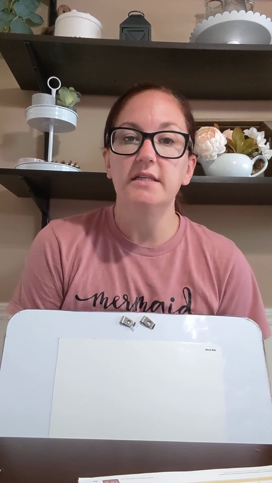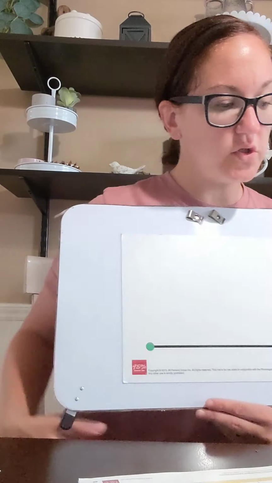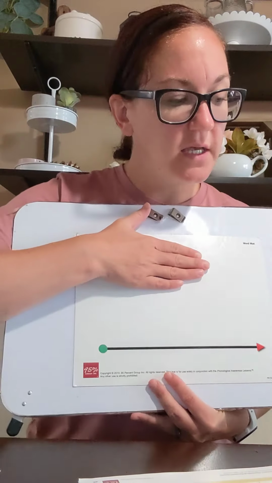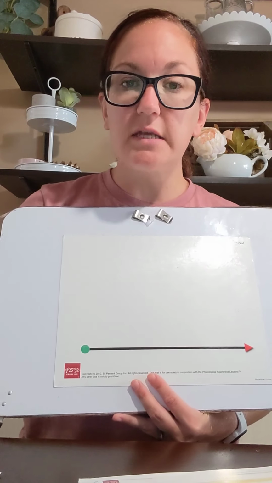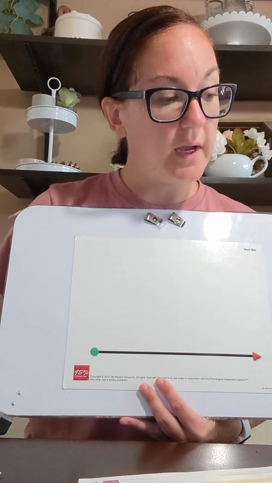And today we are focusing on identifying the word that is at the beginning, the word that's at the middle, and the word that is at the end. So we're going to be using our same mat. We'll be using our picture cards, and then we'll move on to our blank blue squares.